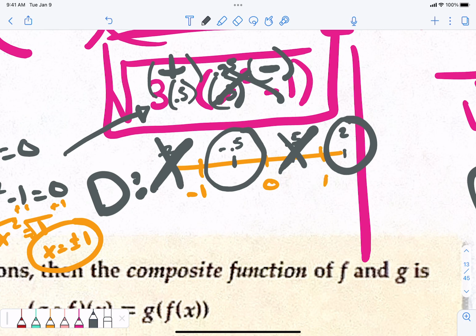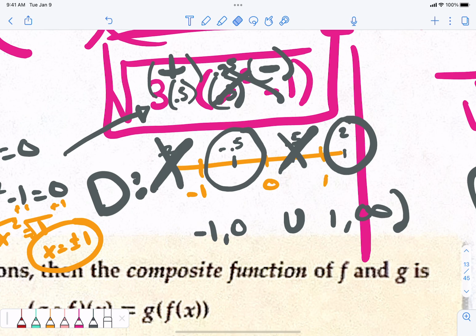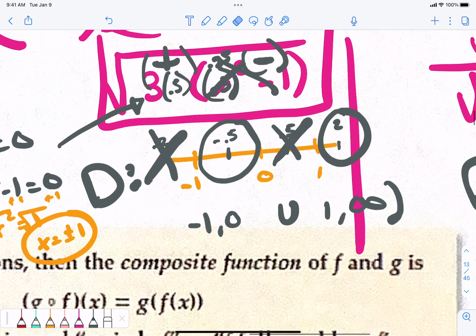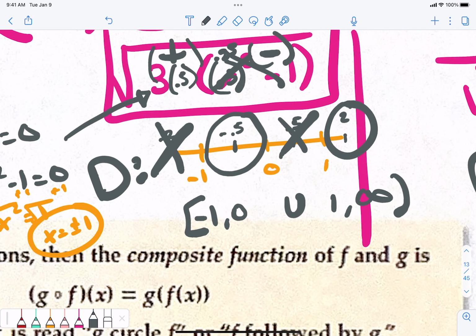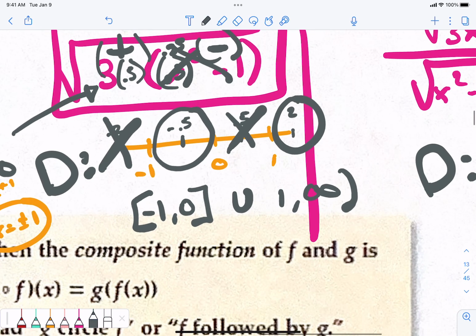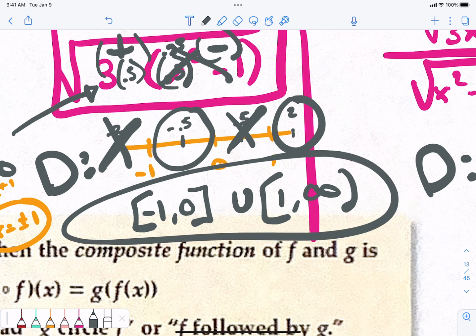So the domain is negative 1 to 0, union with 1 to infinity. I know that infinity has a paren, but what about the other ones? Can I plug negative 1 in exactly? Yes, that's going to give me 0. Can I take the square root of 0? Yes. If I plug 0 in, it gives me 0, and I take the square root of 0. If I plug 1 in, I can do that exactly. So this is the domain for that one.